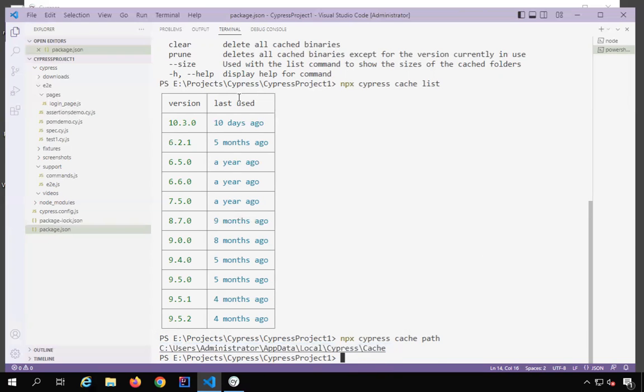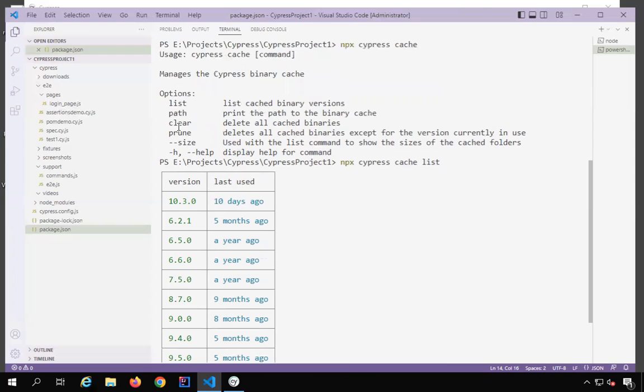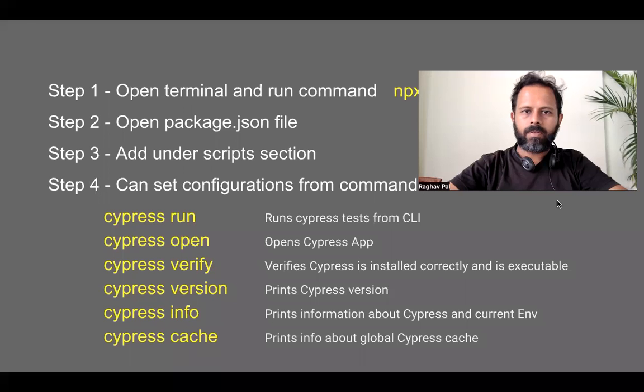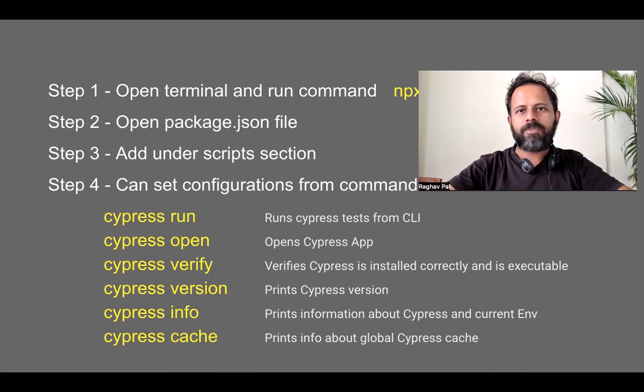So you can see we have all these options here to clear, to prune, cache binaries. And if you say prune, it will delete all cached binaries except for the last version or currently used version, and all these options are here. So these are the command line options. And as I said, command line is very important. Try out these commands, try out with different options. You can also find all the different options, all the commands on the Cypress documentation as well. So try this out. Let me know if you have any questions.